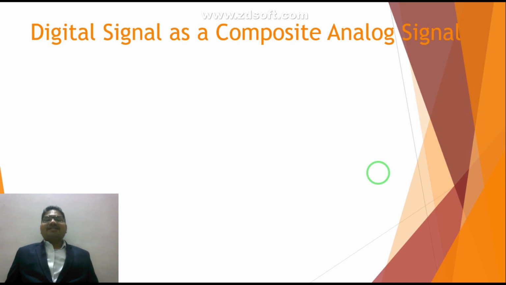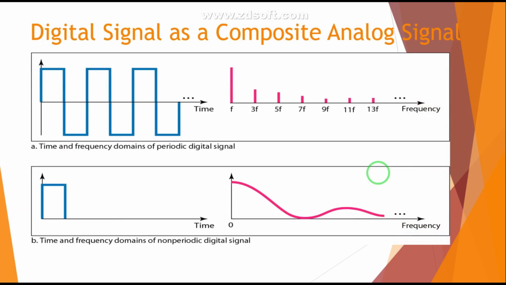Now, digital signal as a composite analog signal. As I already told, in Fourier analysis the frequency domain representation of a periodic signal is discrete frequencies. See, it is a digital signal which consists of many sine waves. So if we do the Fourier analysis, then it consists of what? Different frequencies, which is shown over here: f, 3f, like this, right? And since it is non-periodic, as I already told, the non-periodic signal is represented by a continuous sine wave.